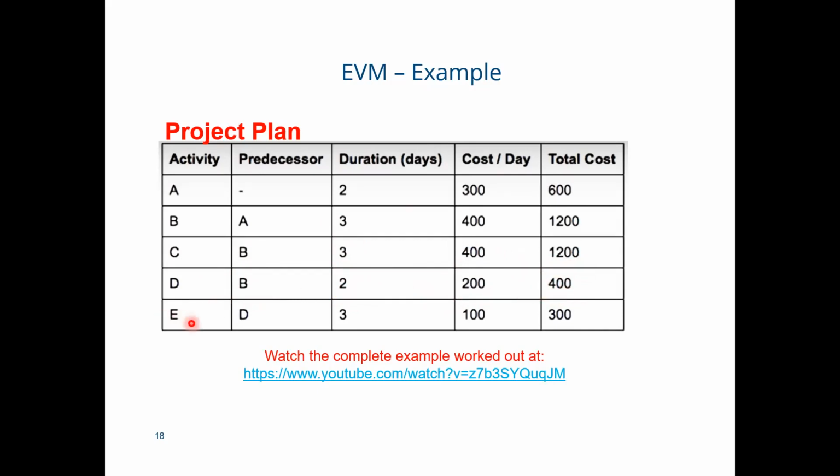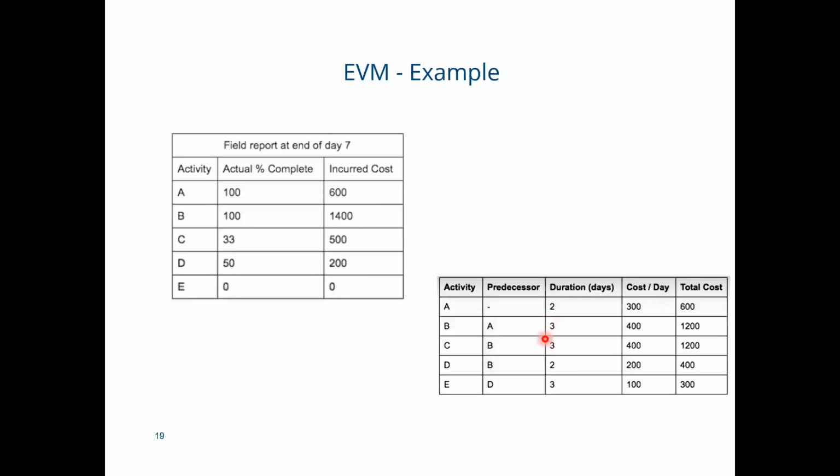Last activity is E. For this activity, the predecessor is activity D. The duration in days for activity E is 3. And the cost per day is 100. So the total cost for activity E is 300.